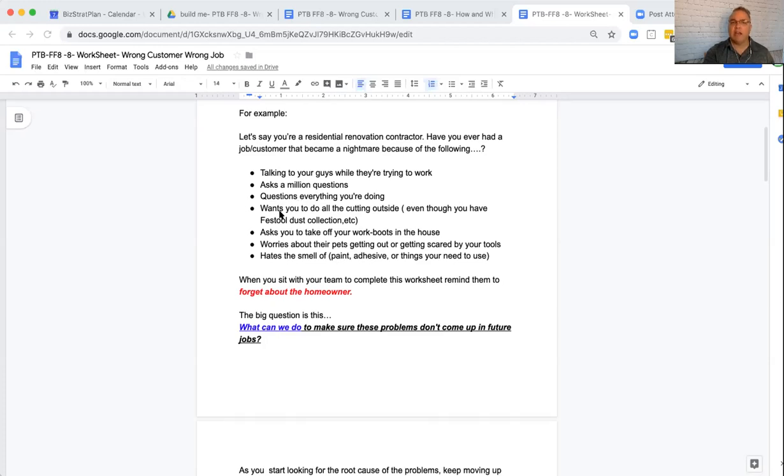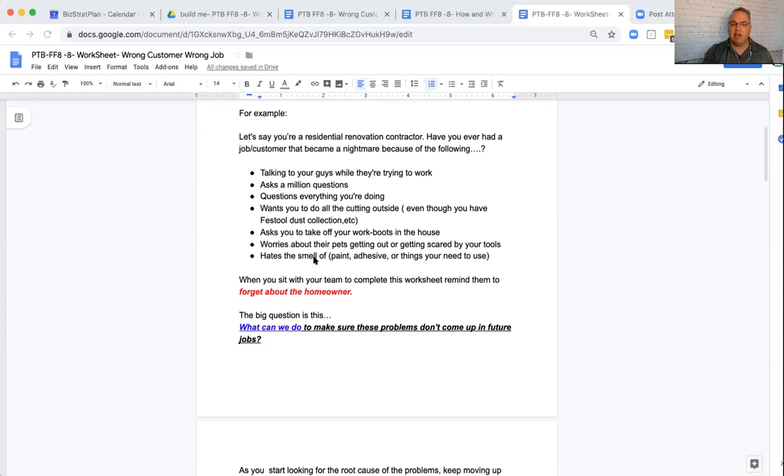They want you to do all the cutting outside, even though you've got dust suppression equipment, you've got Festool, things like that. They ask you to take your work boots off in the house. That's actually a good one. It'll help you sell more deals. And you can overcome that with booties. Just tell your guys they have to wear booties in the house or lay down carpeting, etc. They worry about their pets getting out or getting scared by your tools. And so they give you these weird restrictions on times or site access, even though you need to be there at certain times and have site access.